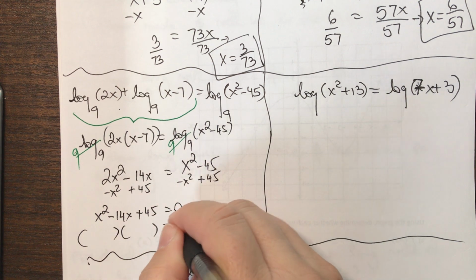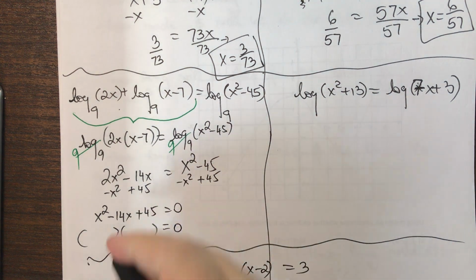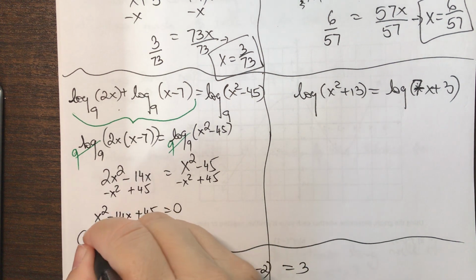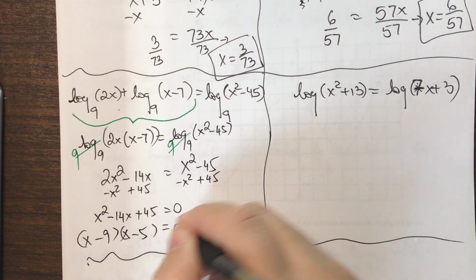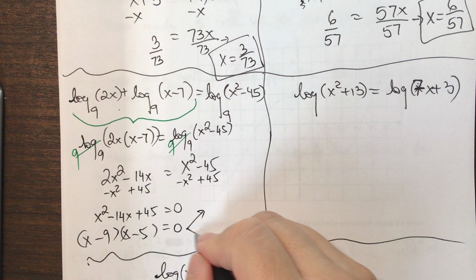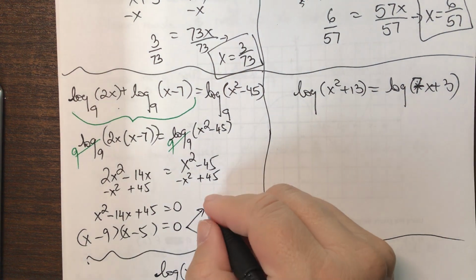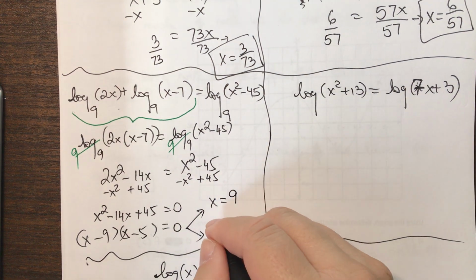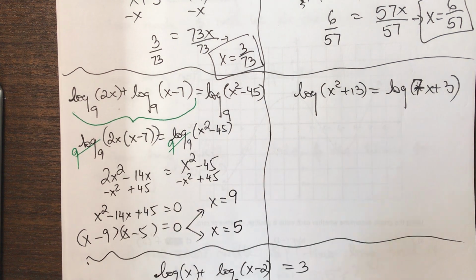Factor it if you can. The numbers that multiply to 45 and add to 14 are surely 9 and 5. Okay, I'm going to write them here to the side, I have more room. So these are my two possible answers: x equals 9 and x equals 5.